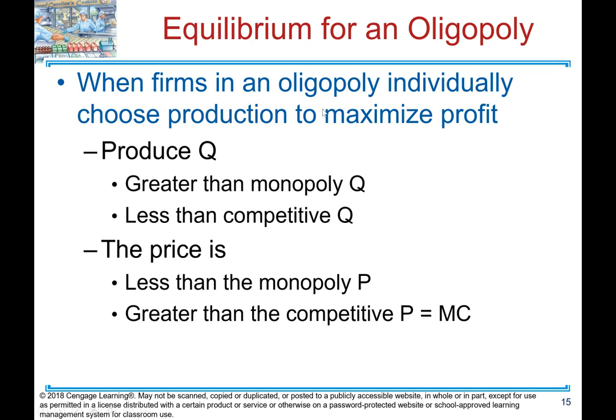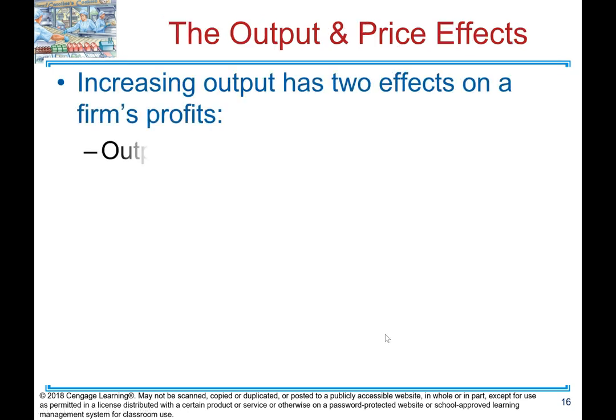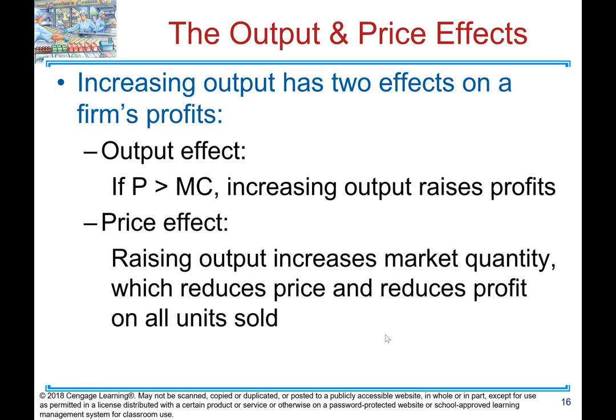When firms in an oligopoly individually choose production to maximize profit, they produce output greater than monopoly output, but less than competitive output. The price is less than the monopoly profit price, but greater than the competitive price, which is price equal to marginal cost. The output and price effects.